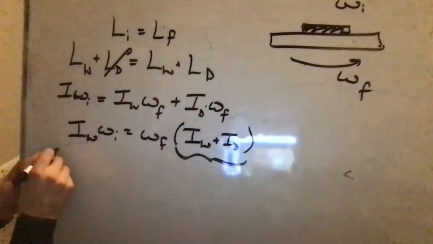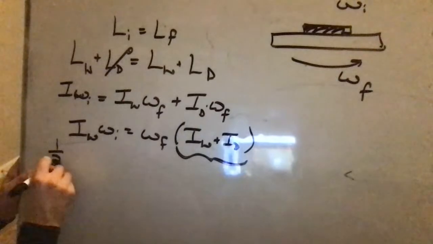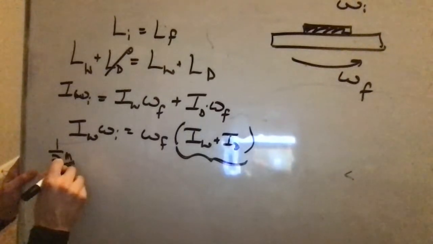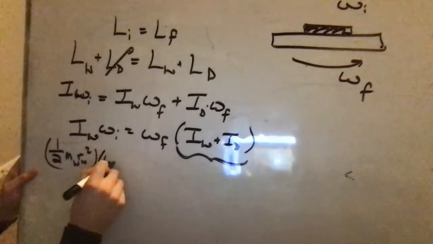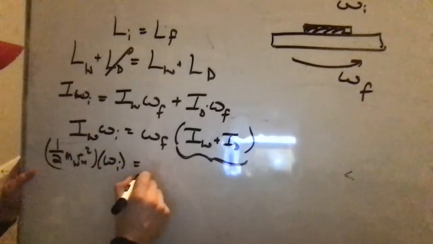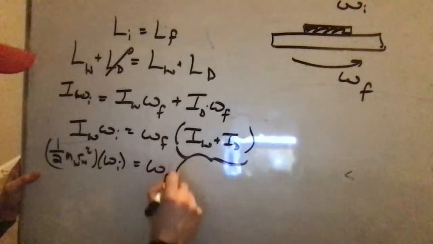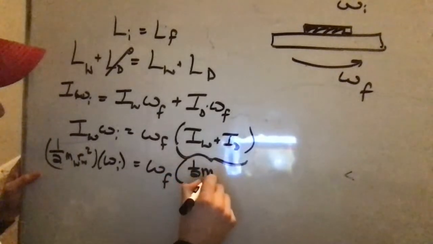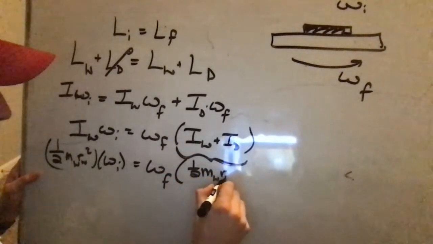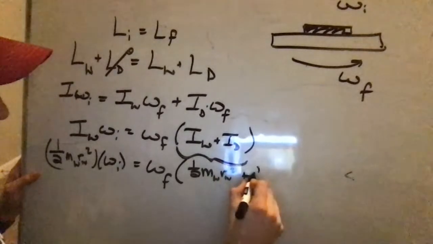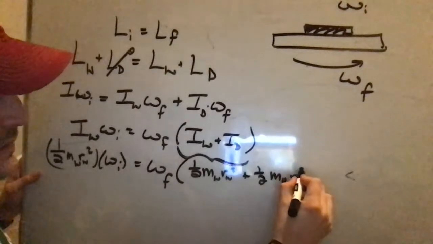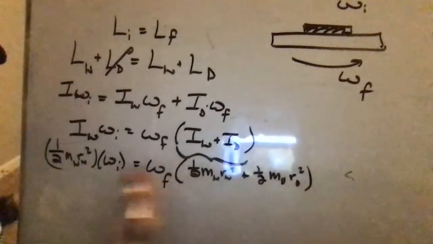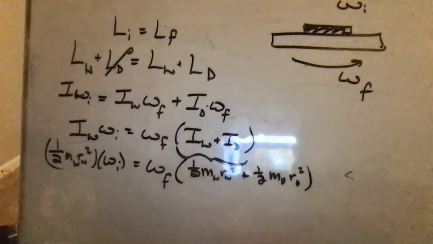We said a disk is 1/2 m of the disk. The mass of the wood times r of the wood squared times the initial omega is equal to the final omega times 1/2 mass of the wooden disk times r of the wooden disk squared plus 1/2 mass of the dark disk times r of the dark disk squared. Like this was it. This was the crux of the lab.